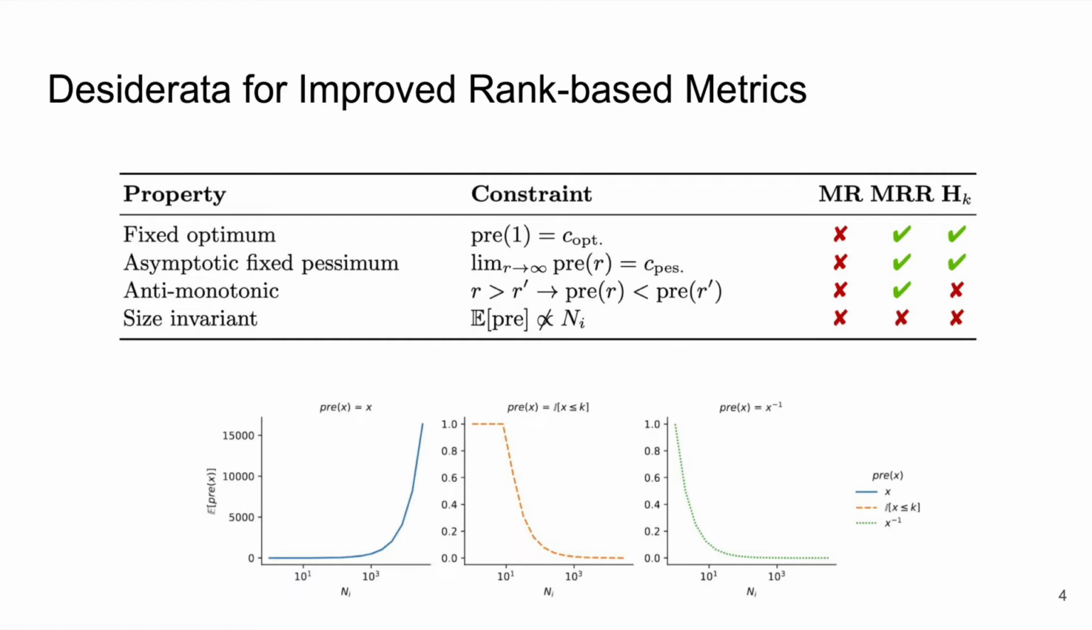And third, we want the ranking function to be anti-monotonic, meaning that bigger ranks mean uniquely worse values, which is only true for the mean reciprocal rank. And fourth, most importantly for this work, is that we don't want the expected value of the metric to be based on the size and topology of the data set, which we denote as ni.